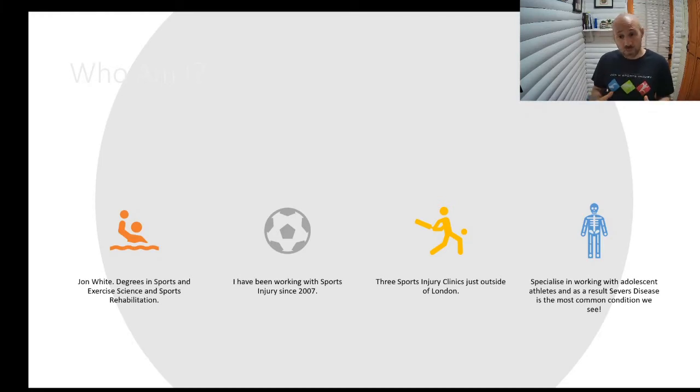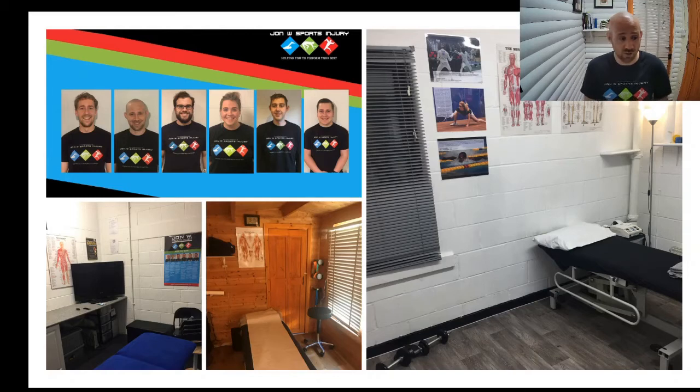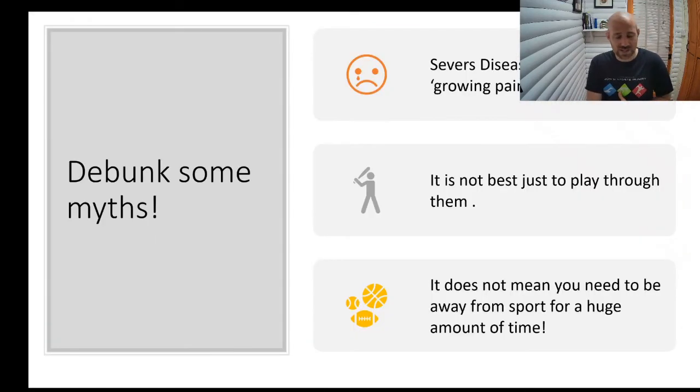And we specialise in working with adolescent athletes. As a result, Sever's disease is probably about the most common condition that we see and work with here at our clinics. There are some pictures of our clinics and the team of therapists that we have here.